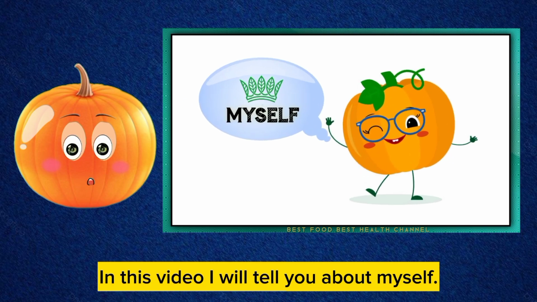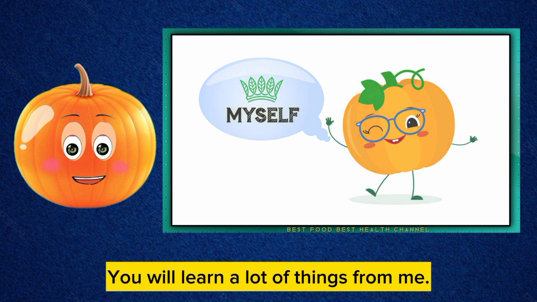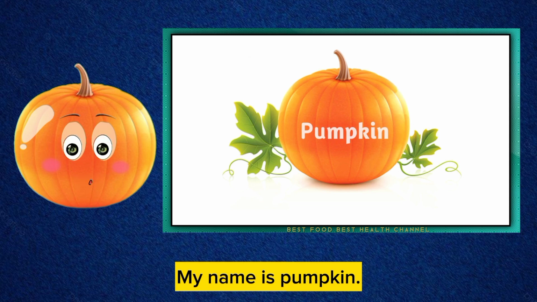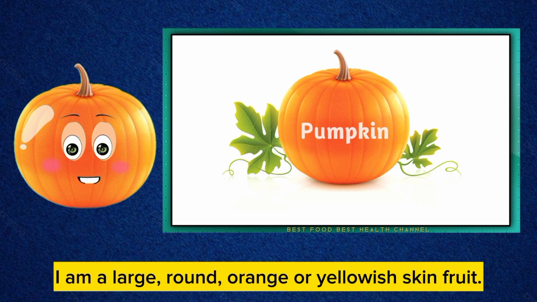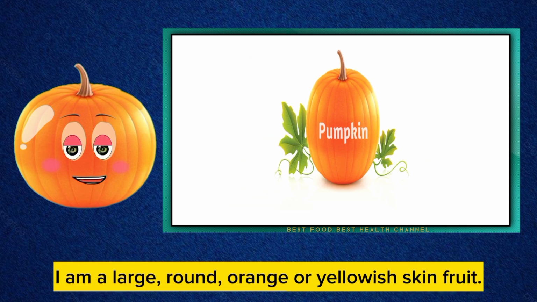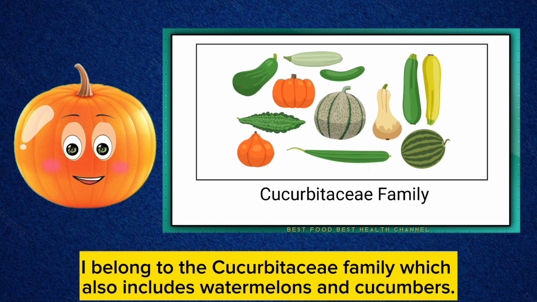In this video I will tell you about myself. You will learn a lot of things from me. My name is Pumpkin. I am a large, round, orange or yellowish skin fruit. I belong to the cucurbitaceae family, which also includes watermelons and cucumbers.